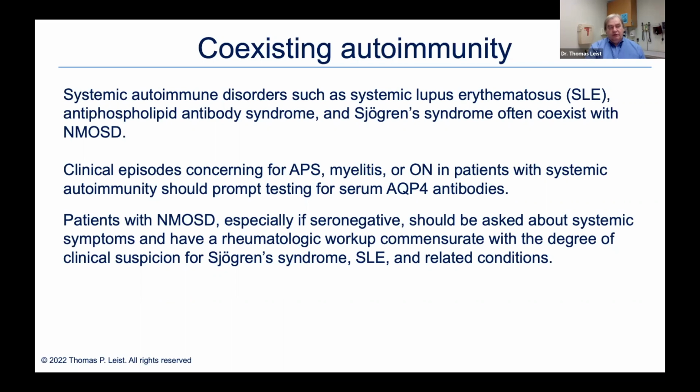So once a person is on a journey with neuromyelitis optica, one needs to keep in mind that other autoimmune conditions could again present in an individual, and it needs a certain vigilance and a certain awareness of these potential comorbid conditions that could develop.